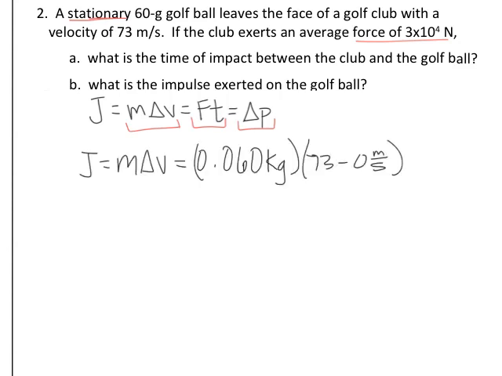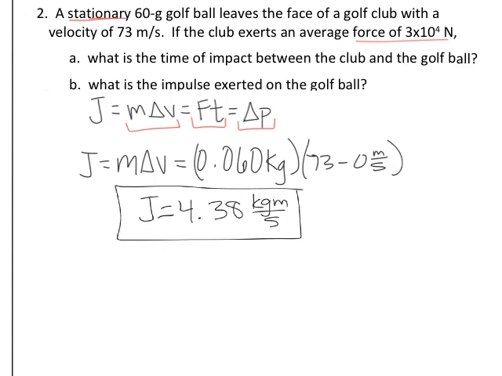So I simply plugged in my mass in kilograms, and again I subtracted the final velocity minus the initial velocity. And this gives me an impulse value of 4.38, or you could say 4.4, and then kilograms times meters over seconds. And I did want to show you real quickly that if we had done the force times the time option, that we would get the same answer. So I'm going to go ahead and write that up for you.